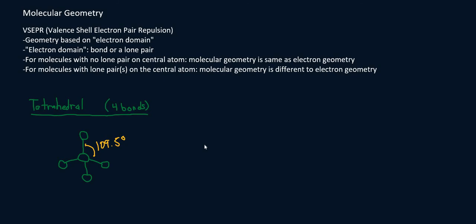So next up on our roster here is going to be when we have 4 bonds going around that central atom, and this is when we're going to have a tetrahedral geometry. And tetrahedral is really where we introduce 3-dimensional properties to our geometry.